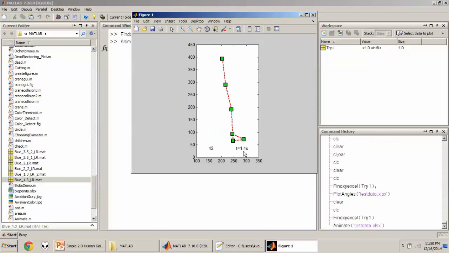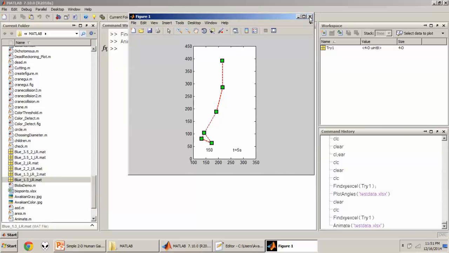Here it shows the time, and here it shows which frame it is, and here is just my subject pretty much walking. This is pretty interesting. I enjoyed doing this part a lot. So this was a showcase.